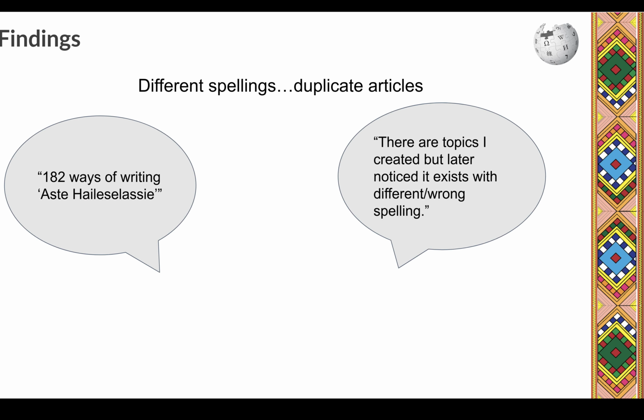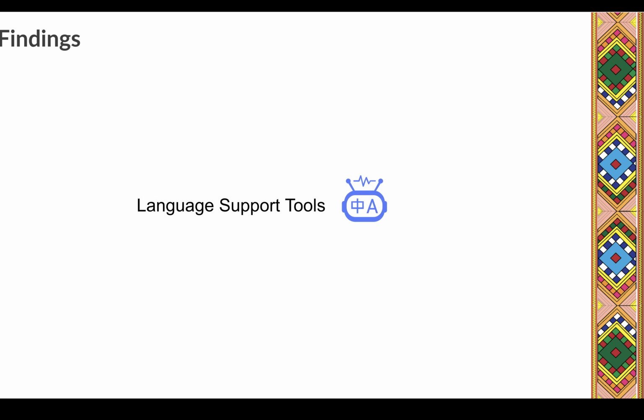There are also issues with Wikipedia not handling different spellings, which lead to duplicate articles. In Amharic Wikipedia, this surfaces because of several characters that have the same sound being used to write the same word in different ways. And in Afan Oromo Wikipedia, this surfaces because of differences across dialects in how to spell the same word, and sometimes due to entirely wrong misspellings that lead to duplicate articles. This results in users not being able to search and find articles, and wastes editors' time removing and finding duplicate articles. Now let's move on to language support tools.